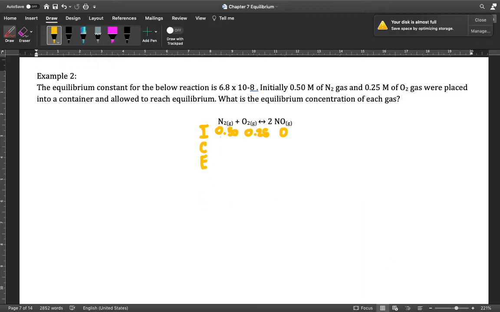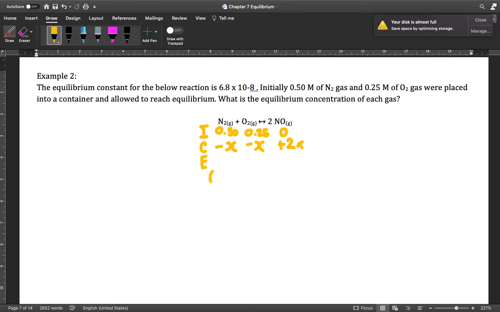Taking a look at our coefficients, I can predict what the change might be. So I know that this is a coefficient of 1, this is a coefficient of 1, and this is a coefficient of 2. So because these are reactants with existing concentrations, they are going to decrease by X. And because NO has an initial concentration of 0 and the coefficient of 2, we know that it's going to increase by 2X. So using these, I can figure out an expression for the equilibrium concentration for each of these gases.